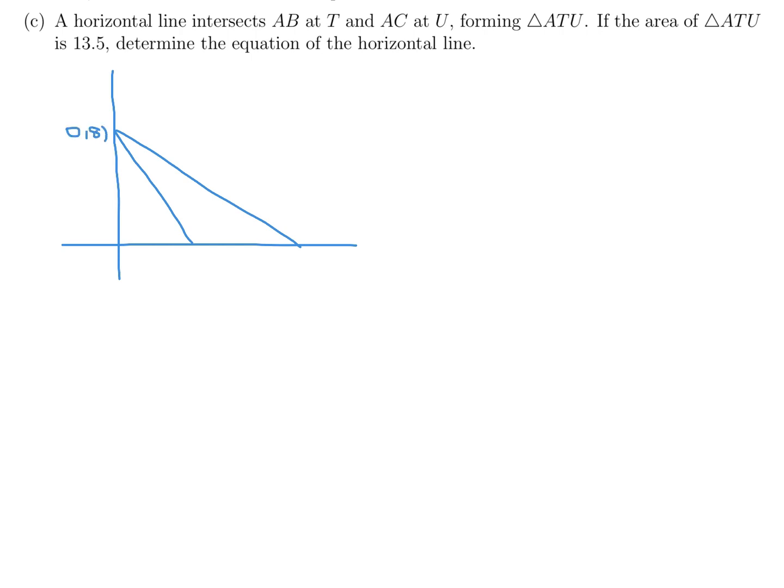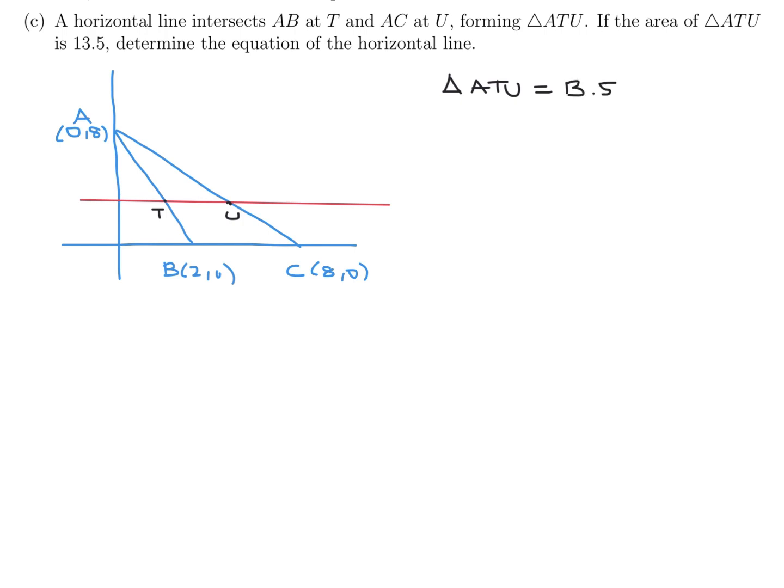So this was (0, 8), and that's A. And this was B, which is (2, 0). And this over here was C, (8, 0). And they're saying that this time we're drawing a horizontal line. And that horizontal line cuts through AB and AC. So something like this. And then they're saying that that becomes ATU. So this point, I guess, is T, and this point is U. And triangle ATU has an area of 13.5.